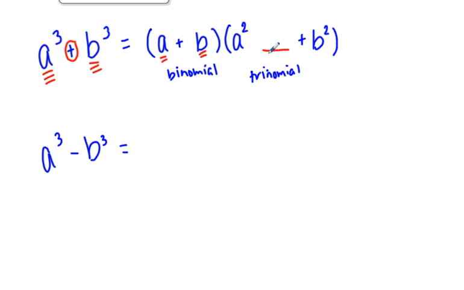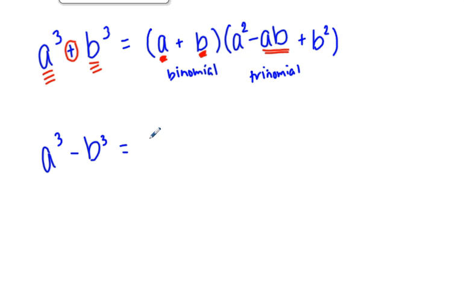For what's missing in the middle, we are going to multiply a times b, which gives me ab. As for my sign, I want to do the opposite of what I had in my binomial. So the opposite of plus will be a minus in front of my ab.